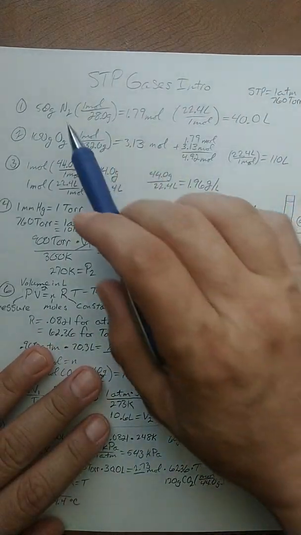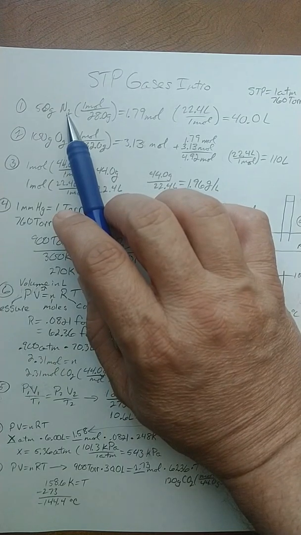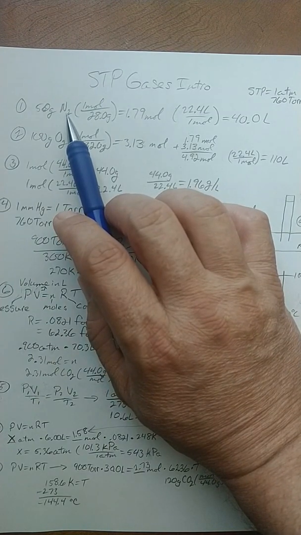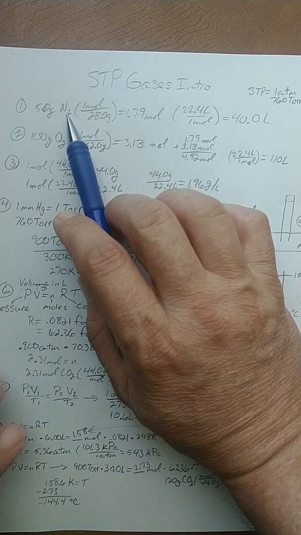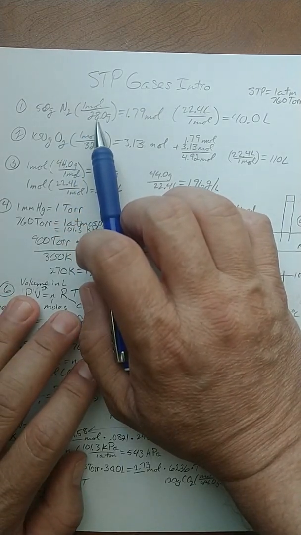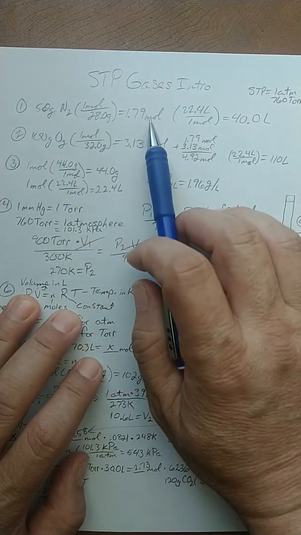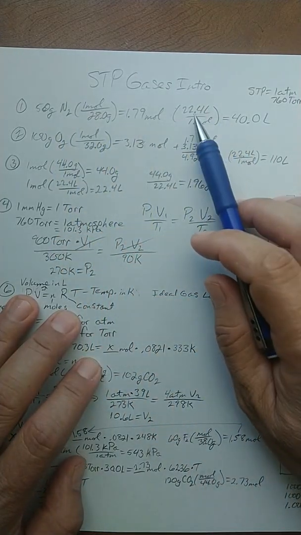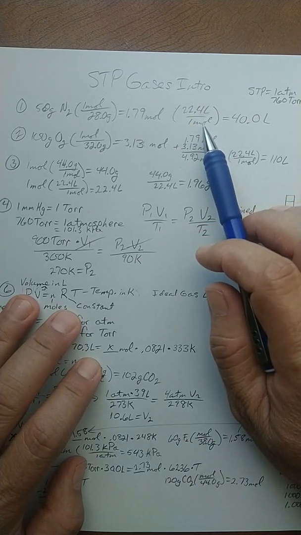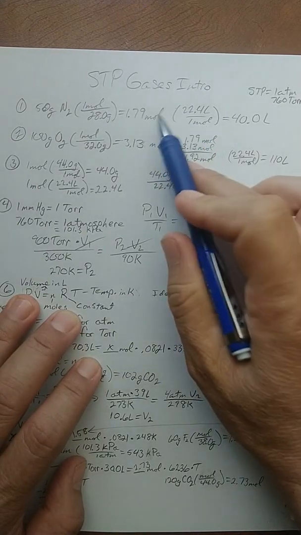So if you had 50 grams of nitrogen, and we're supposed to know that nitrogen is a diatomic gas, so we know it's N2, the molar mass would be 28 grams per mole. 50 divided by 28 is that many moles. And that many moles times 22.4 liters per mole would give me 40 liters. And the moles cancel out.